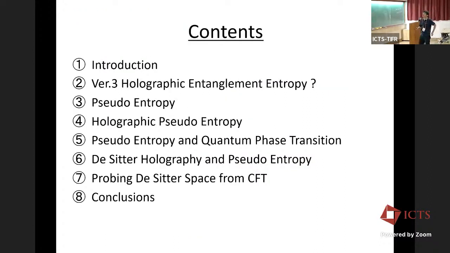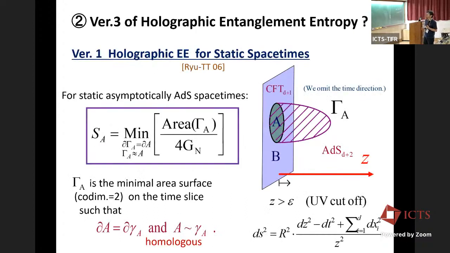Okay, so here are the contents. First, I give the Euclidean time-dependent version of holographic entanglement entropy. Then I will give a definition of pseudo entropy and its holographic counterpart. I will also talk about quantum many-body system applications, especially in the context of quantum phase transitions. Then we go to de Sitter holography, which is related to pseudo entropy, and also a recent work on a probe CFT, as a probe of one point in de Sitter space from the CFT viewpoint.